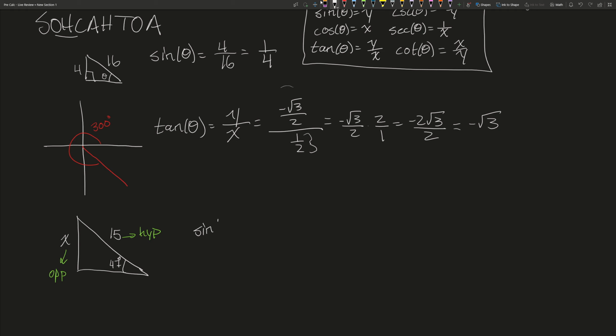So sine of our angle, 47, will equal the opposite side, so x, over the hypotenuse, so 15, and we have to solve for x. In order to get x by itself, we have to multiply both sides by 15. So we get 15 times sine of 47 degrees. You plug this into your calculator, and you get an answer.